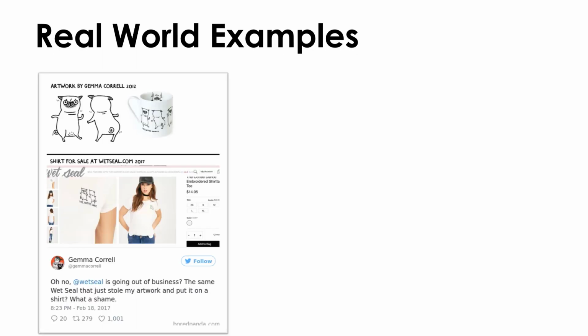In this first example, the artist Gemma Carroll's work was used without permission by the company Wet Seal. This means that Gemma would not receive any monetary compensation for the t-shirt sold. Normally, an artist would take legal action. However, in this case, because the company is going out of business, Gemma is not able to recoup any money.